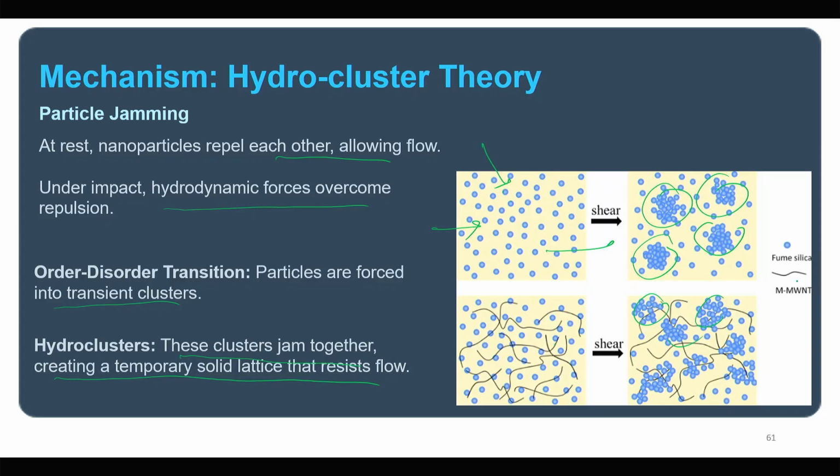Now, this is fumed silica, and here there is a nanotube we can use. For both cases we can get the cluster formation, and this solidification will help in protection from stab or any impact.